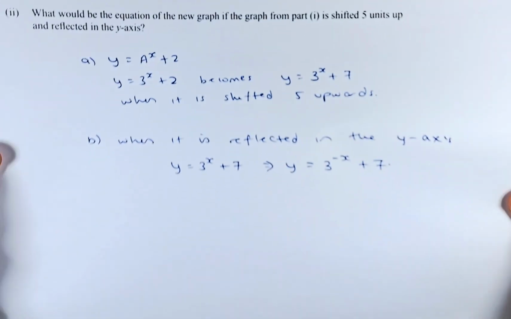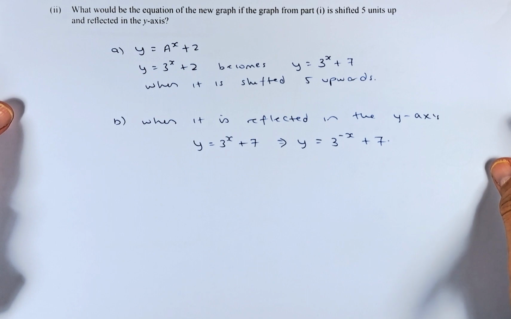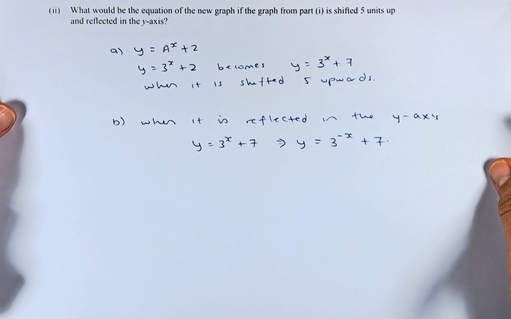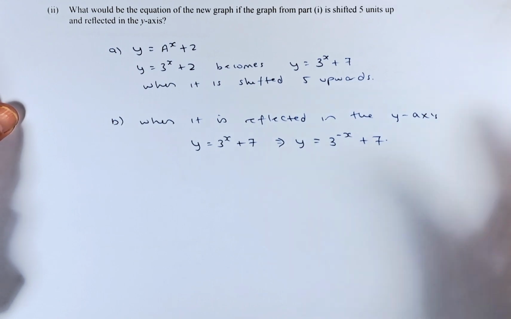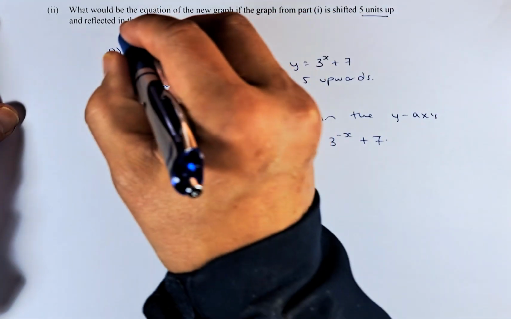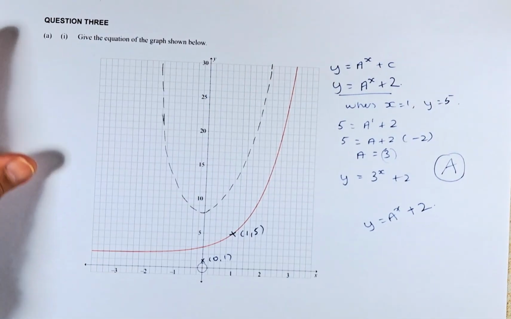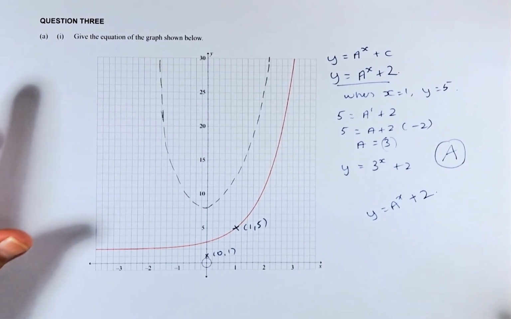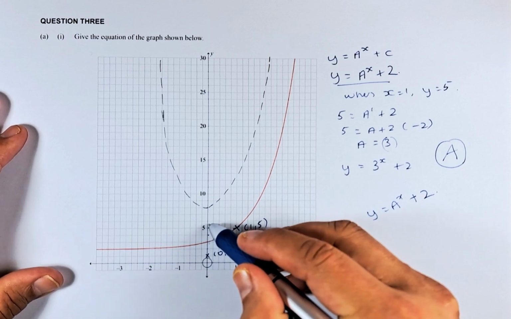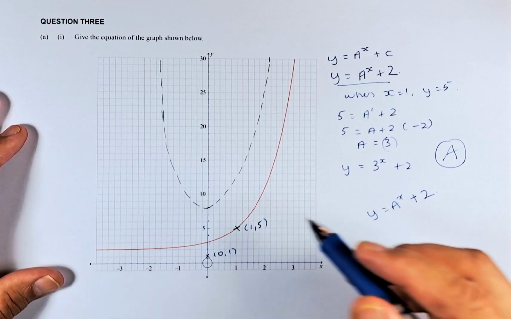So the question is: what would be the equation of the new graph if part 1 is shifted 5 up and reflected in the y-axis? So remember, it's going to be shifted 5 up and then reflected in the y-axis. So we shall do that again. Okay, so going to go up 5. Originally it was here. It goes 1, 2, 3, 4, 5. It's going to be at this point here.